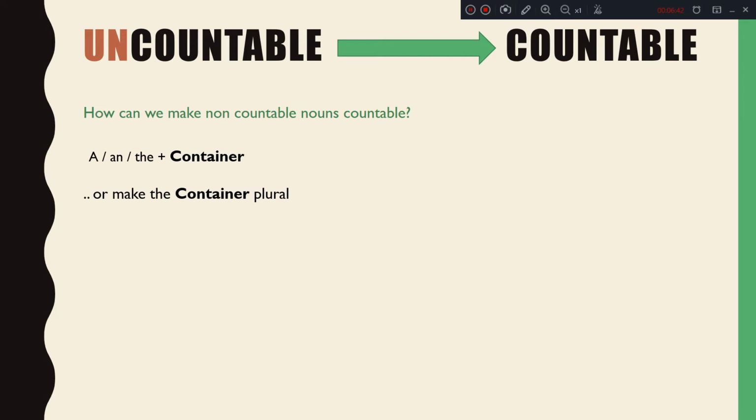And finally, can we make uncountable nouns countable? Yes, we can. How? Well, you add an article plus a container, or you make the container plural. These containers are things you put your uncountable noun into to make them countable.